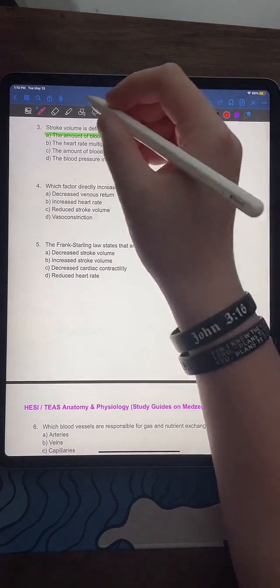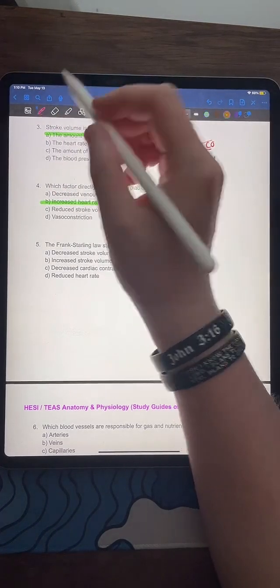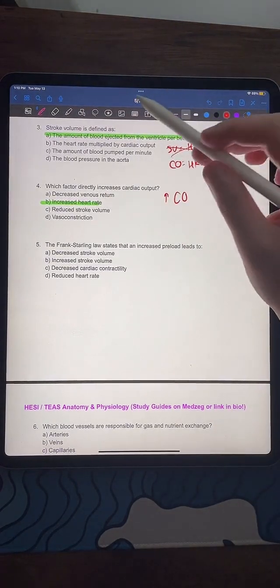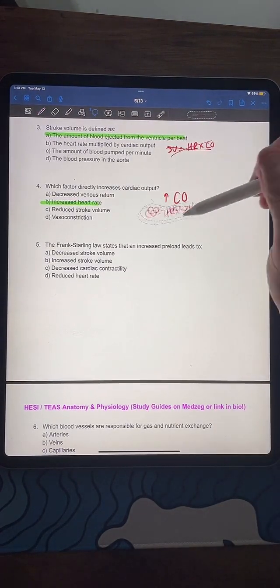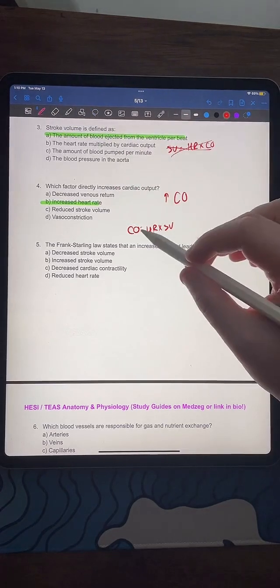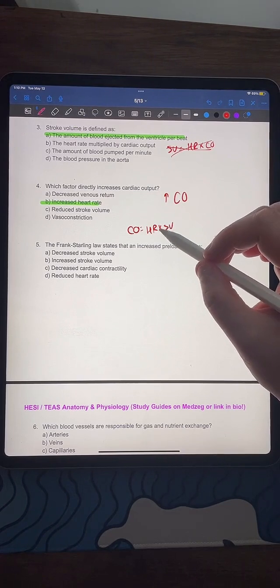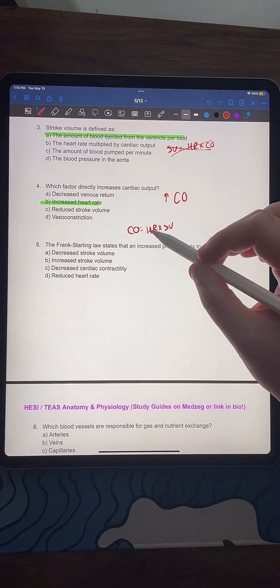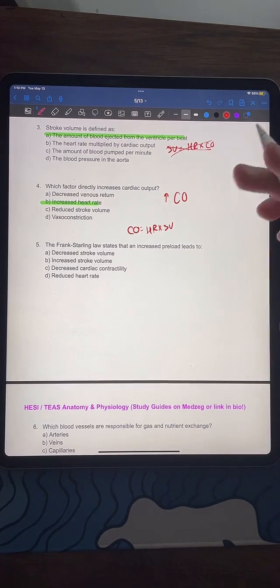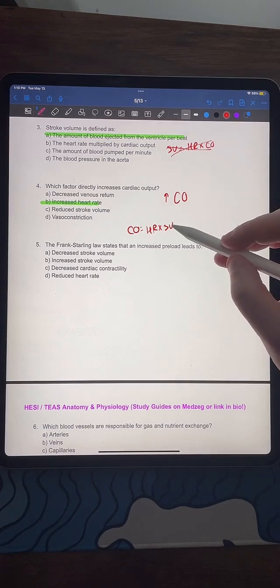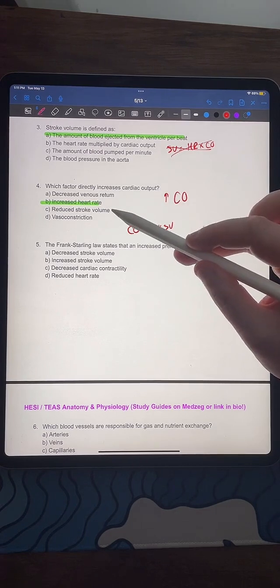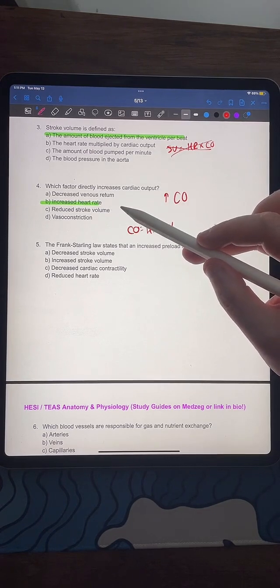But number 4, the answer is B. It is increased heart rate. So again, if we look at the formula, cardiac output is equal to heart rate times stroke volume. So by having a higher heart rate, we would increase our cardiac output. Same thing with stroke volume. If we had a higher stroke volume, we would increase cardiac output. So reduced stroke volume would decrease it.